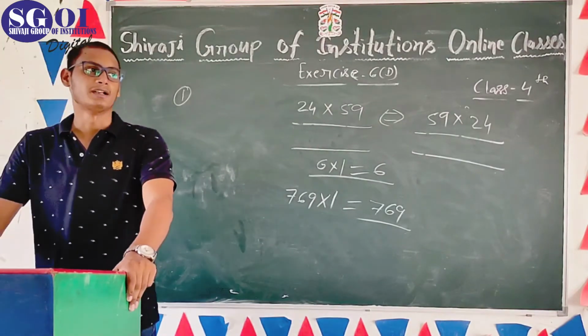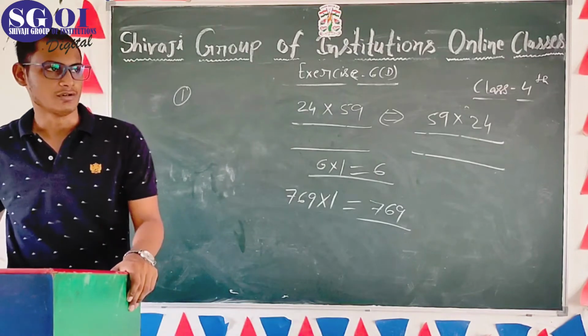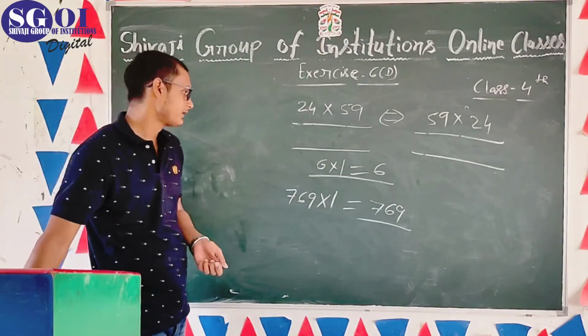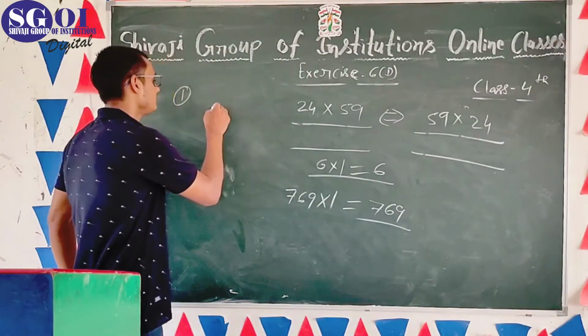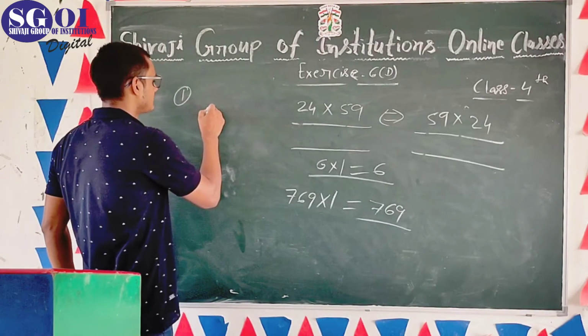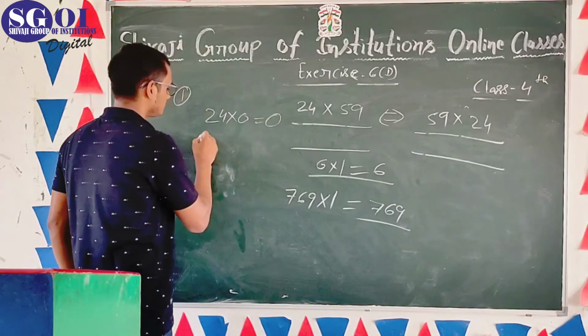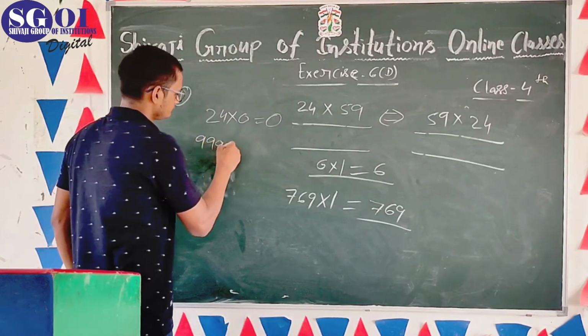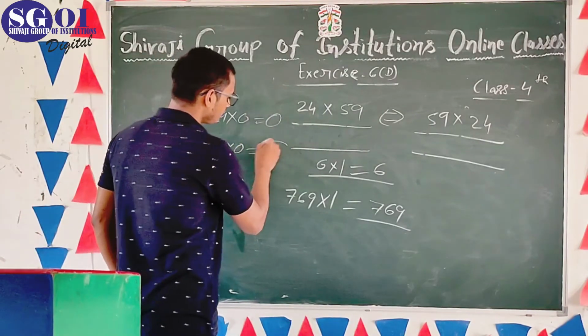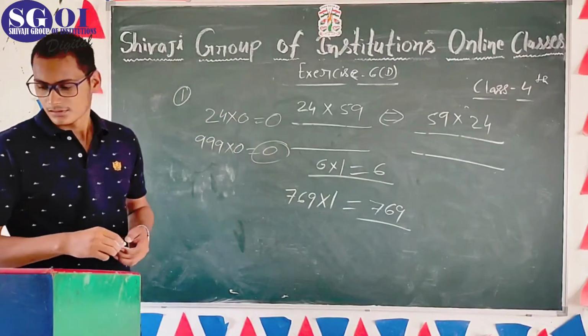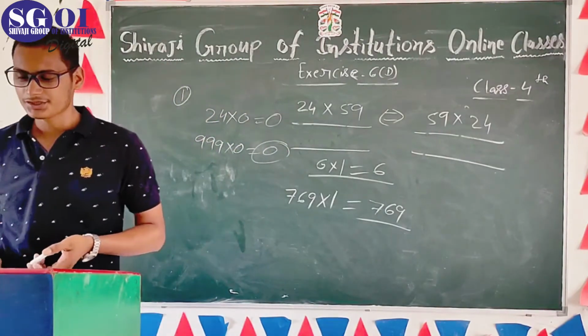Third property, multiplicative property of 0. The product of a number and 0 is always 0. Understood? Next property, multiplication by tens.